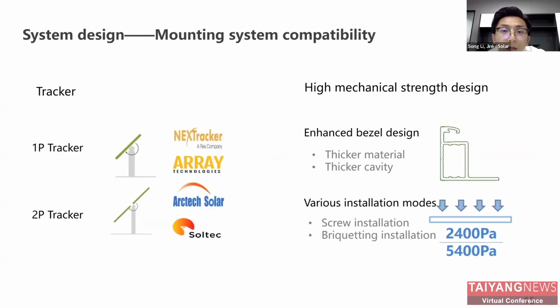And for the mounting system, the second part is the tracker. It is fully compatible and matching, because the N-type dimension size is the same as the P-type. So we can even replace the P-type module directly with the N-type and install it without changing any support design.